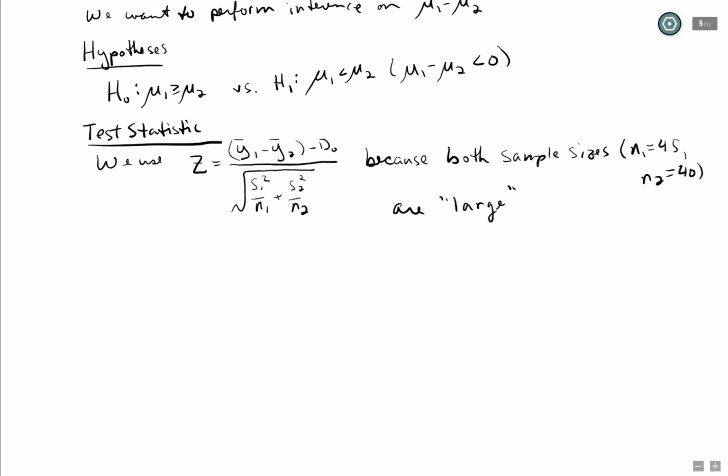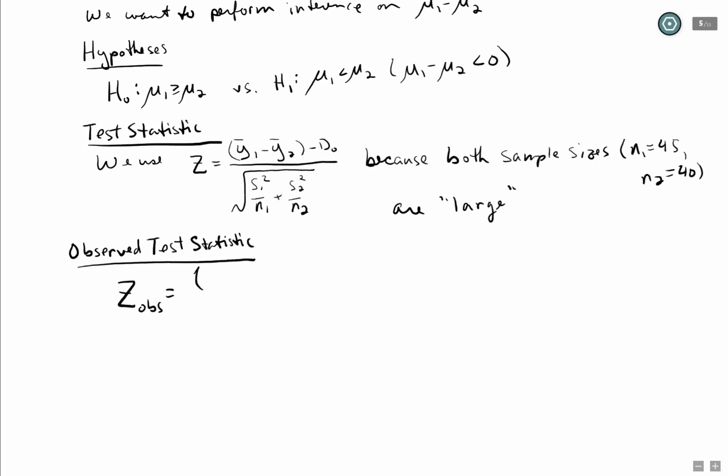The observed value of our test statistic, then we can use that to make a decision. We can use the p-value to make a decision. The observed test statistic would be as follows. I'm going to say z observed here.